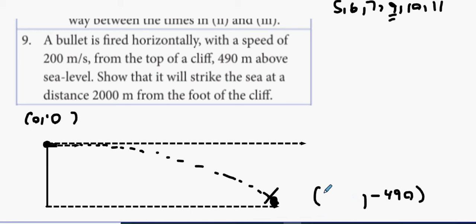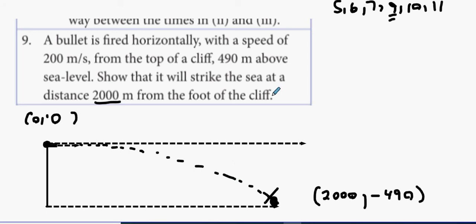I had a discussion with my other students the other day. I'm not allowed to use 2,000. I have to prove it's 2,000. You get what I'm saying? So you can't use it as part of your question. You have to actually show that it's 2,000.